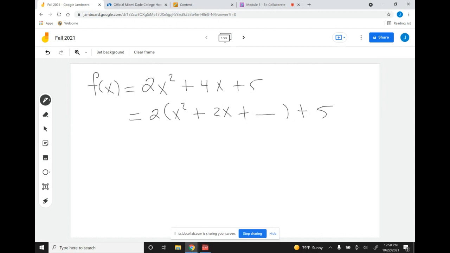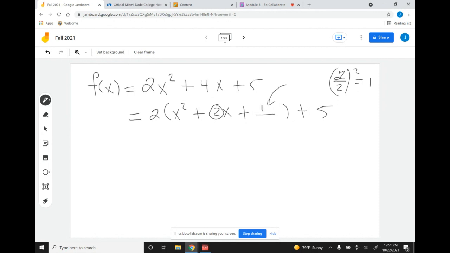Then what I need to do is write what number goes in here. The way that I find that number is by taking the coefficient of x, which is 2, dividing it by 2, and squaring it. That's going to give you 1. 1 squared is 1. So this number will be 1.